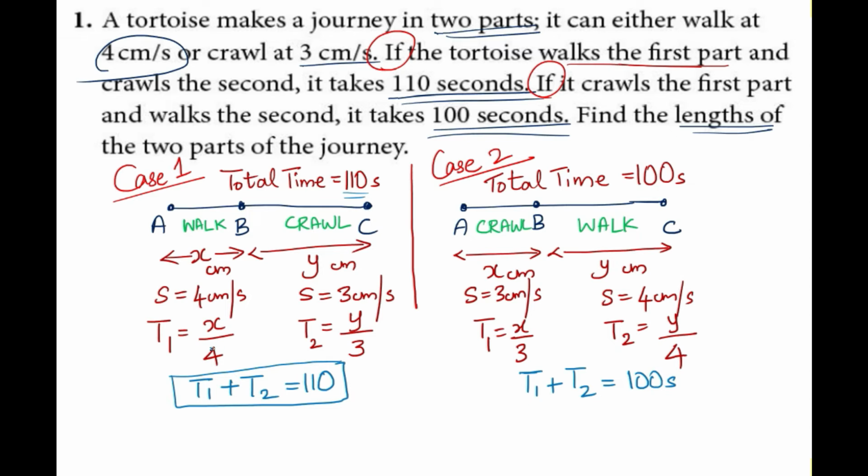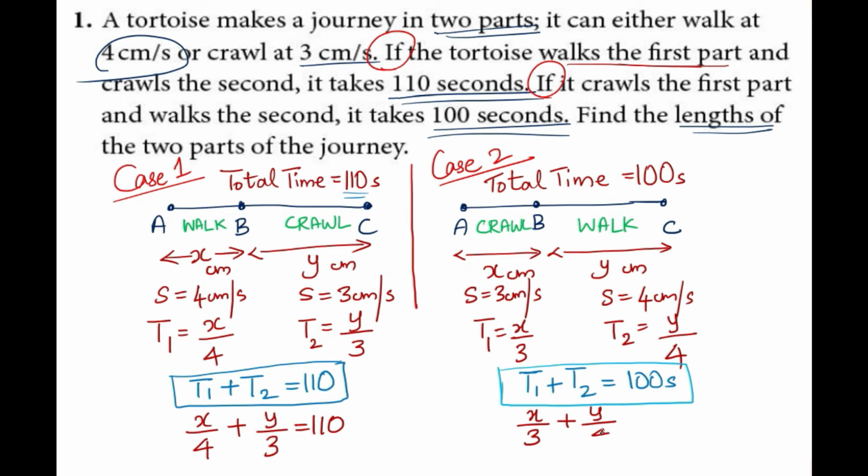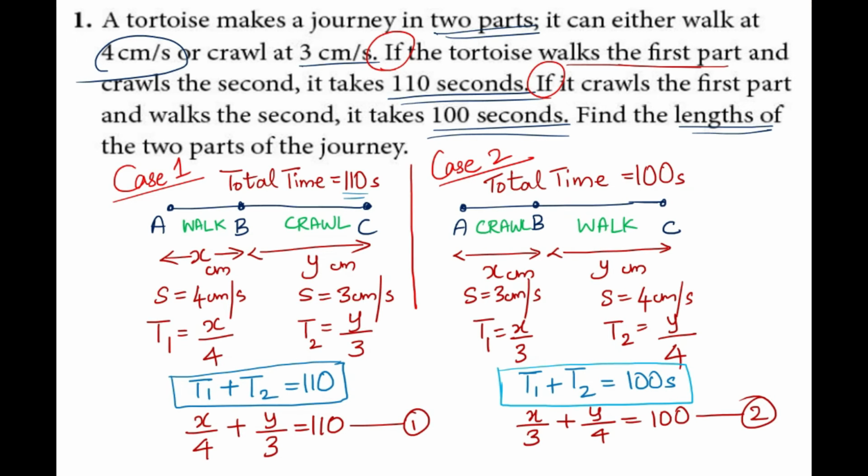So using the values of T1 and T2, which is the ratio of distance over time, I can write x over 4 plus y over 3 is equal to 110, and here x over 3 plus y over 4 is equal to 100 seconds. So I have my equations ready. Now solving the simultaneous equations in variables x and y will give you the length of the two parts of the journey. So let's start solving the equations.